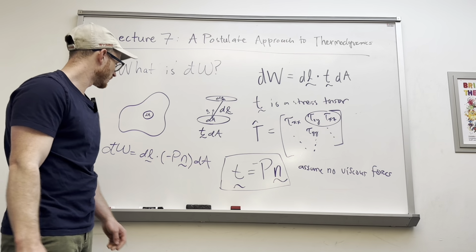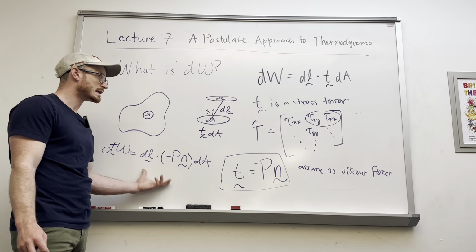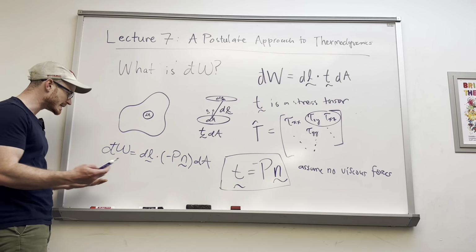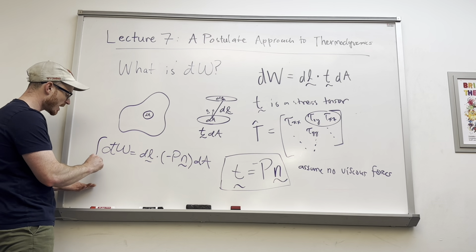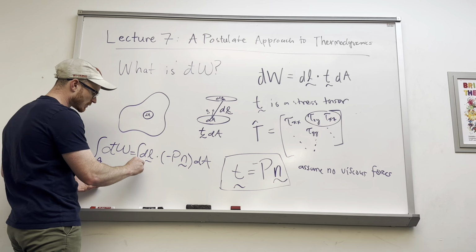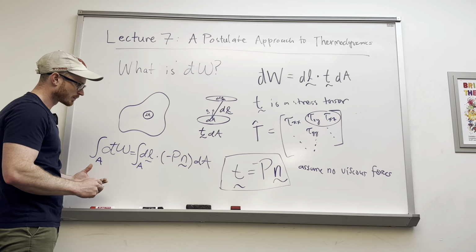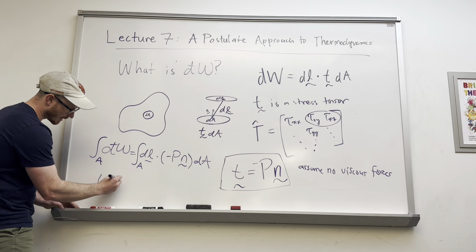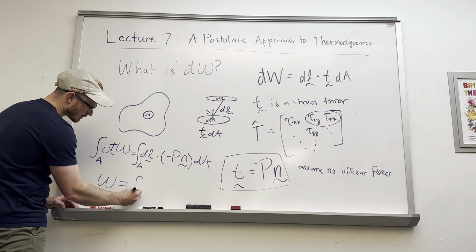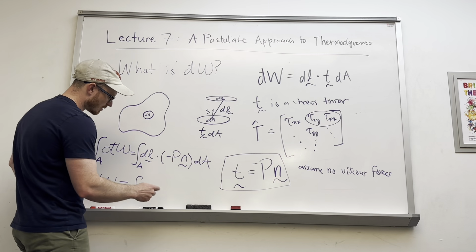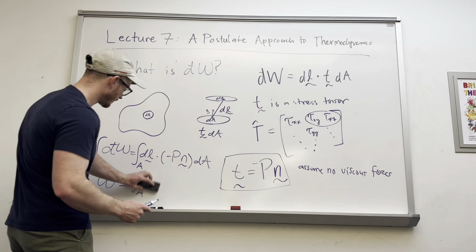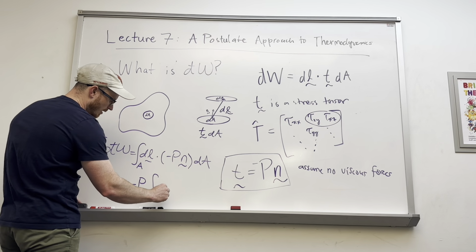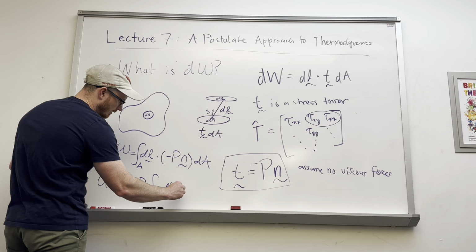If we want to look at this deformation and this force over the entire surface, what do we need to do? We need to integrate this over the entire surface A. So we'll take an integral over A. What is this? This would just be the total mechanical work. And we can pull the pressure out because it's a constant: minus P, integral over A of dl dot n dA.